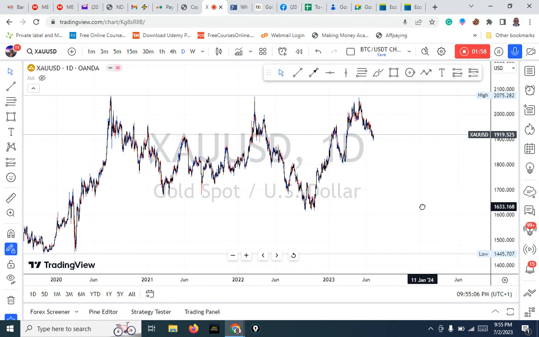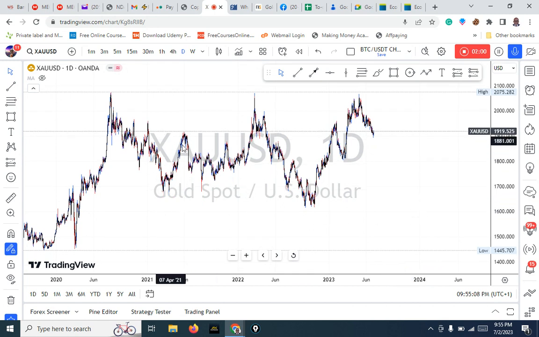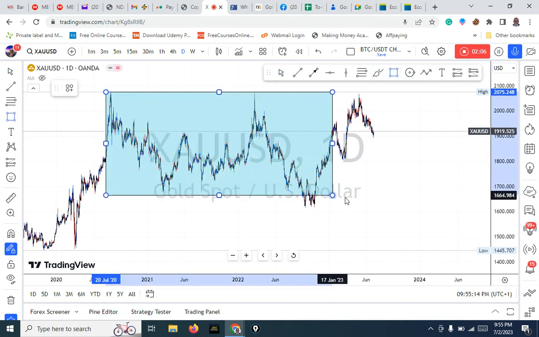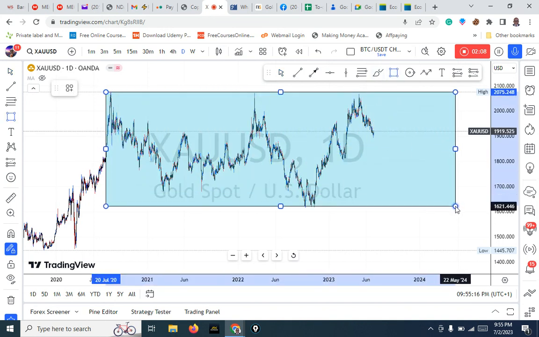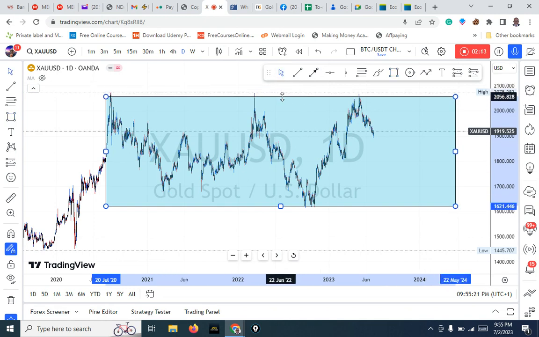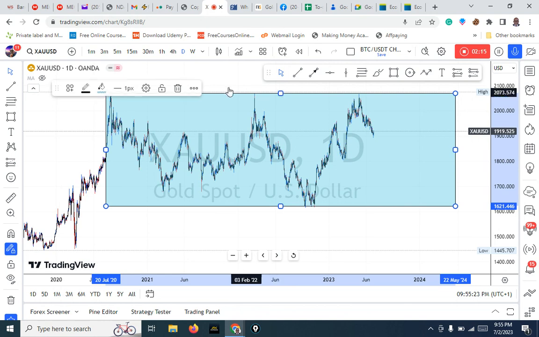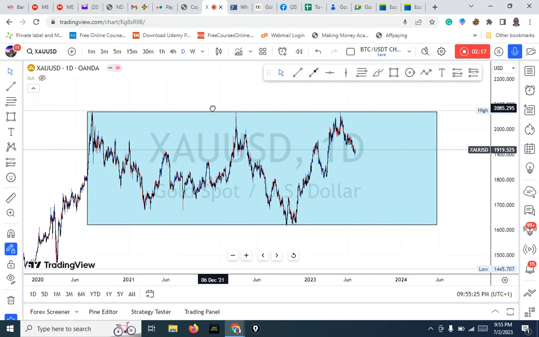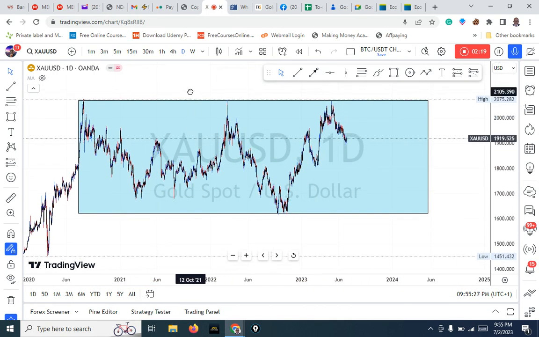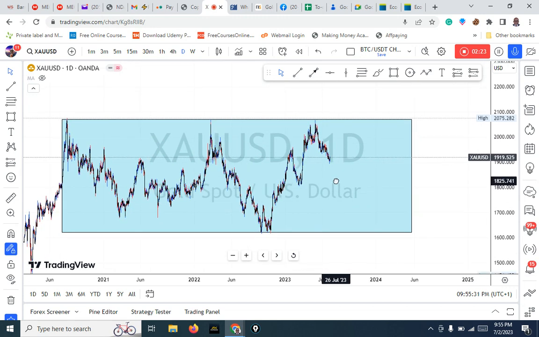Now, I've seen a range structure in gold. I may decide to trade this range structure, or I look for other strategies to trade gold. But what I can do here is to look at the range bound structure of gold. At the moment, this is what the market is doing.